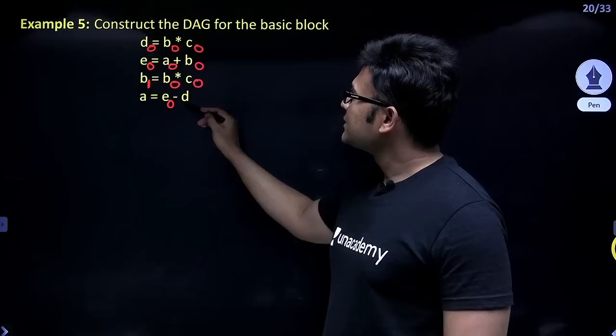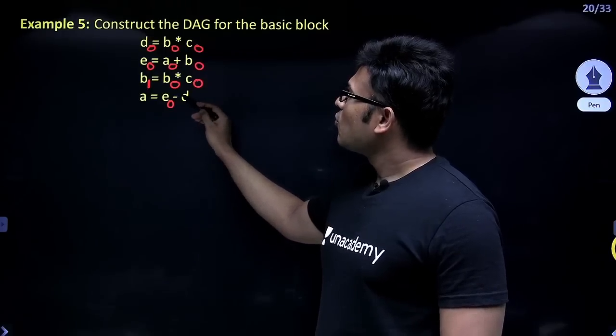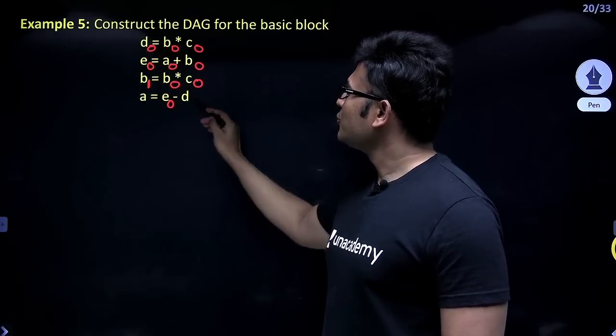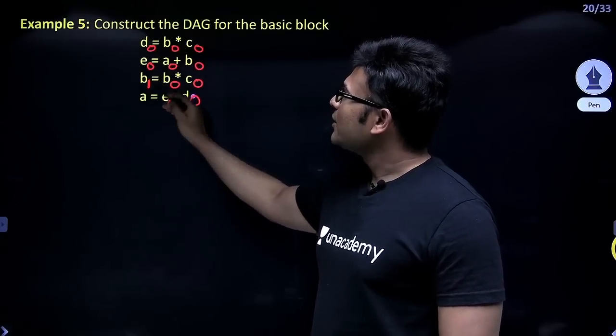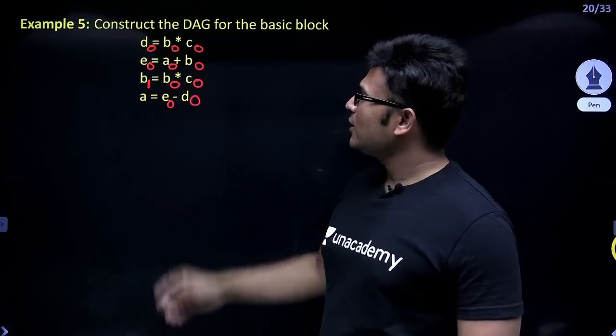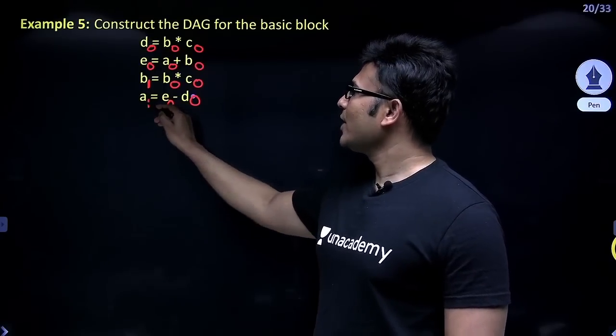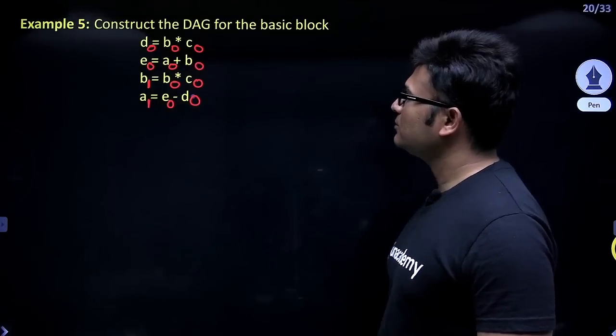And coming to this D, whatever value is initially computed, the same value, D naught. And coming to this A, the old A value is different. Now this new A value will be different, that is why A1.